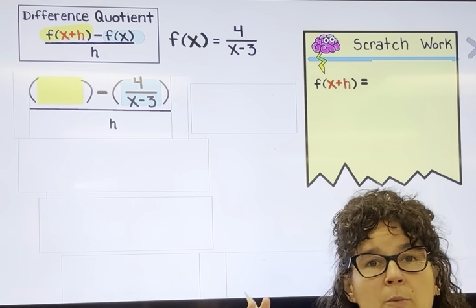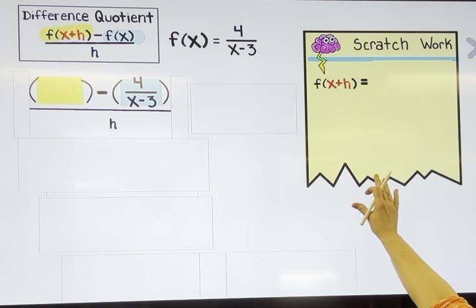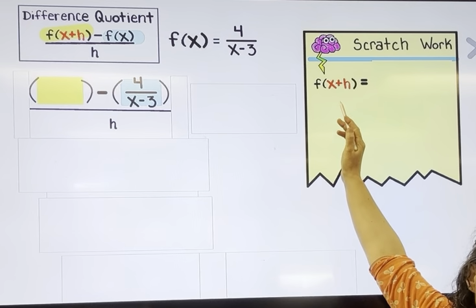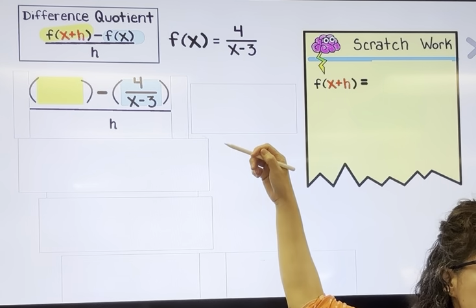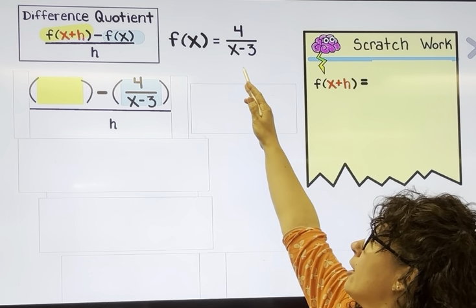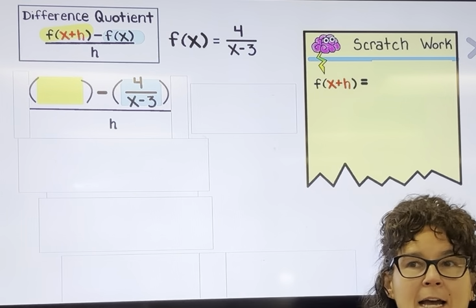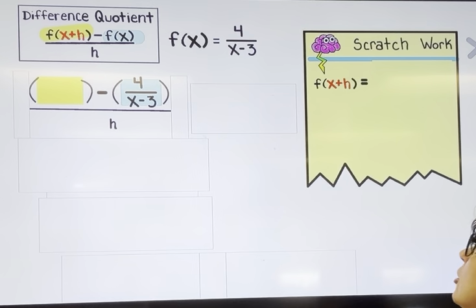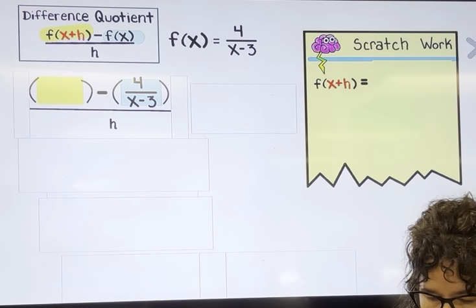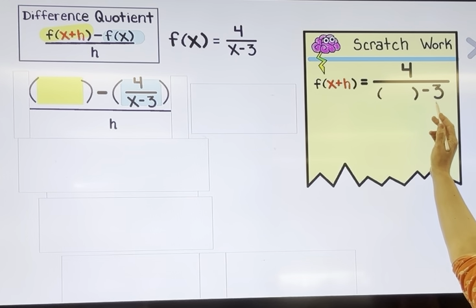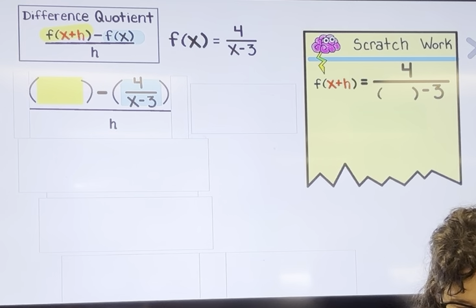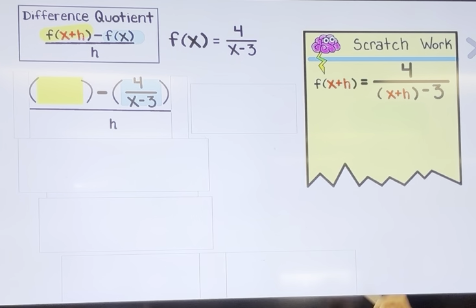So I need to do a little bit of scratch work over here on the side to find the answer to f of x plus h. And this means go to your f function, which is this guy here, and replace every x in the f function with x plus h. Okay, so I have 4 over x minus 3, but I'm going to replace the x in the f function with x plus h. Put that in there.